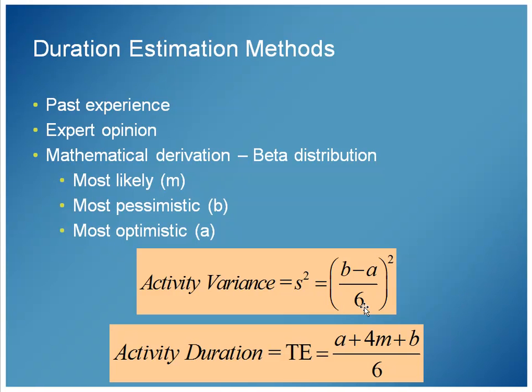And the formulas for these are pretty simple. A is the optimistic, very, very short time. B is the pessimistic, very, very long time. And M is the middle, or most likely time that we're guessing. So variance is, I actually probably should have put these the other direction. Duration is how long we think it's going to take, and for the variance, the smaller the variance, the more likely that number is going to be correct.